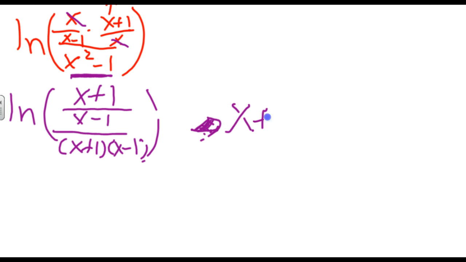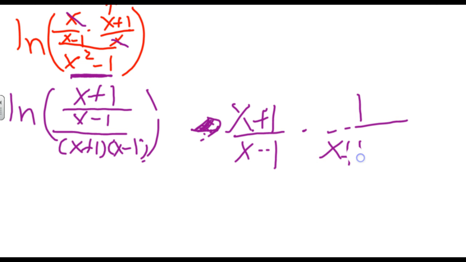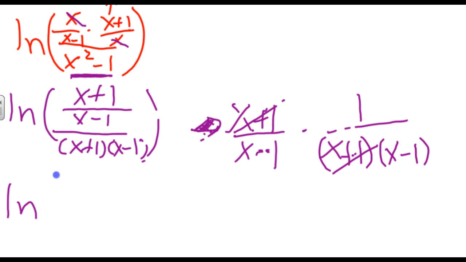X plus 1 over x minus 1 times the reciprocal of x plus 1 times x minus 1 would be 1 over x plus 1 times x minus 1. Now, if you notice, I can cancel out the x plus 1 and the x plus 1, and that gives me just 1 over x minus 1 squared. So the final answer to this is natural log of 1 over x minus 1 in parentheses squared.